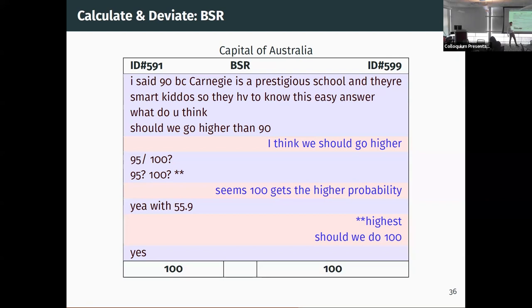That's the team that deviated. And it seems that they deviated because of the incentives in the mechanism. But again, this is extremely rare. This is the only data point that looks like this.